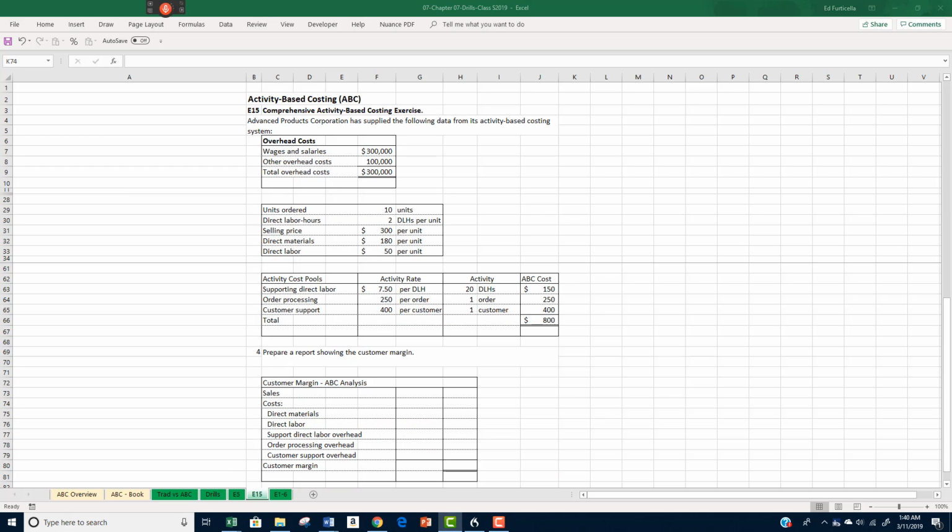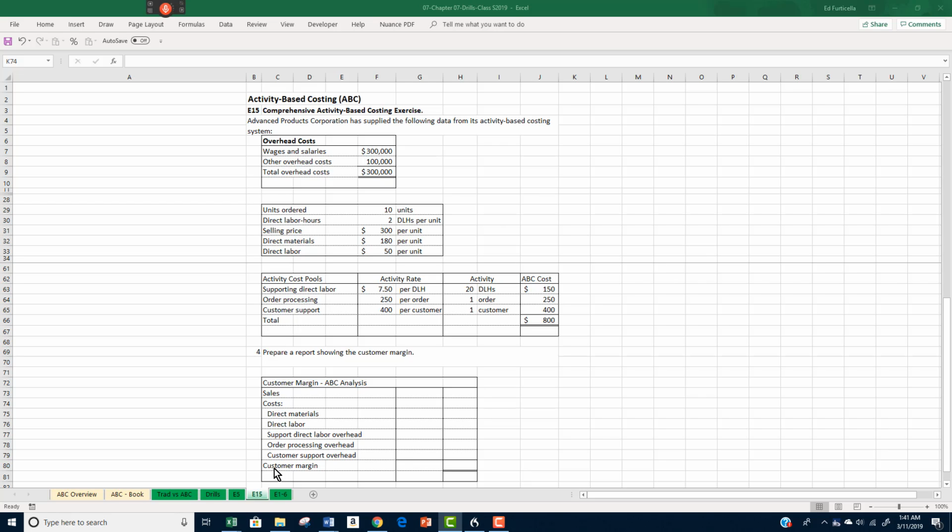Okay, we're on requirement 4, which says prepare a report showing the customer margin. This is the 5th step in implementing ABC. The 5th step is to prepare management reports. For this report, we're going to prepare a customer margin. The customer margin is defined as the difference between the sales and the cost of sales. So sales minus cost of sales gives you your customer margin.